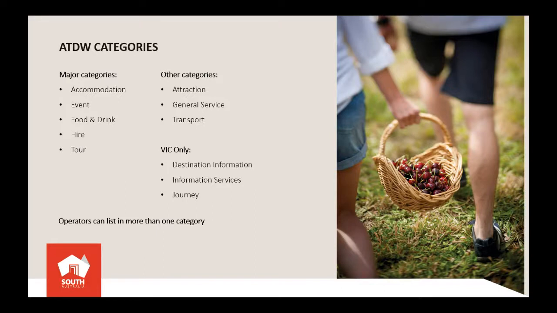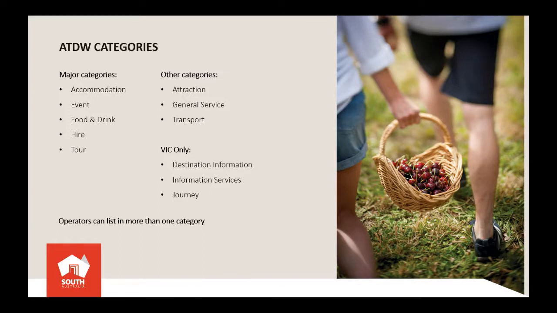There are 3 for visitor information centres only. So this is for any visitor information centres that have actually requested permission to do this specific information, being destination information, information services and journeys. The reason why these permissions are only given to visitor information centres is because of the longevity of that ongoing maintenance of them, which is not given to businesses.